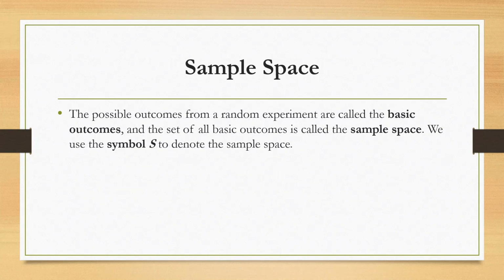A sample space, typically denoted by the letter S, is the possible outcomes from a random experiment, which are called basic outcomes, and the set of all basic outcomes is called a sample space.